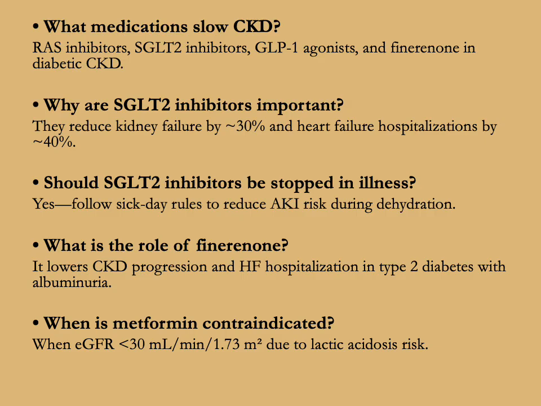What medication slows CKD? RAS inhibitors, SGLT2 inhibitors, GLP-1 agonists, and finerenone in diabetic CKD. Why are SGLT2 inhibitors important? They reduce kidney failure by 30% and heart failure hospitalizations by 40%.